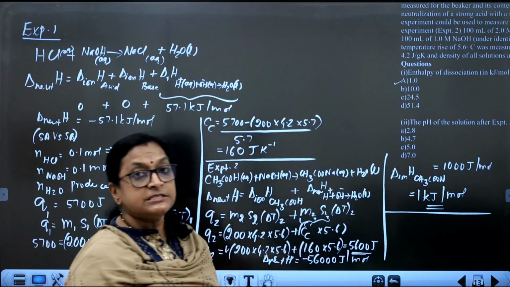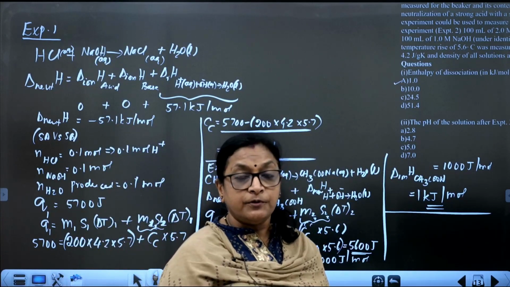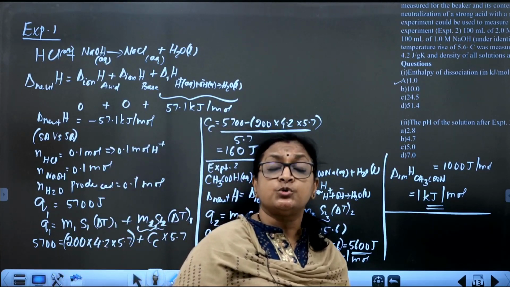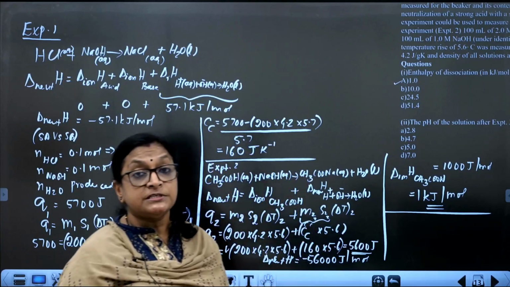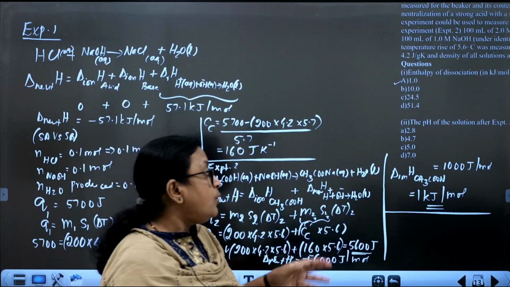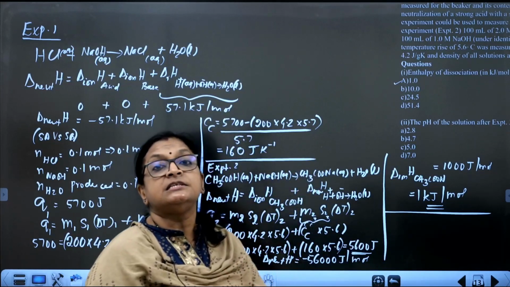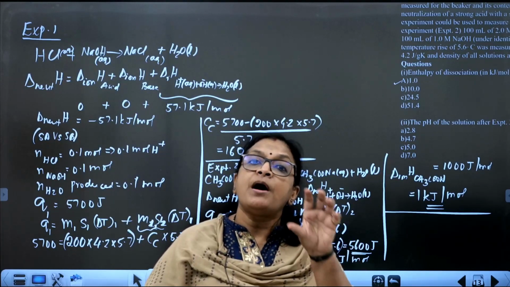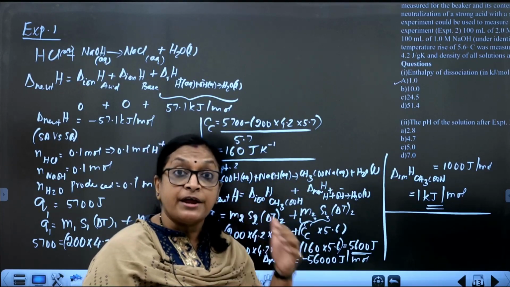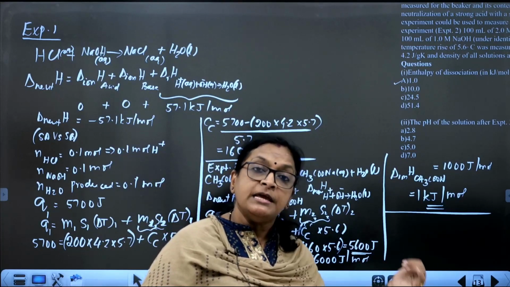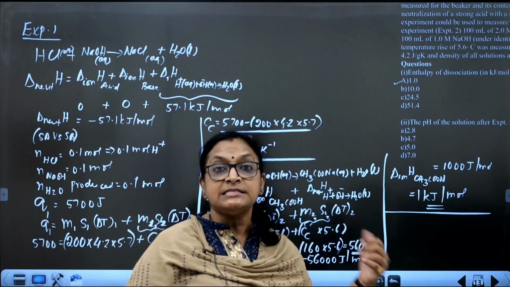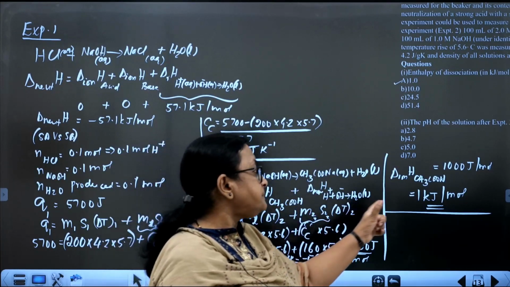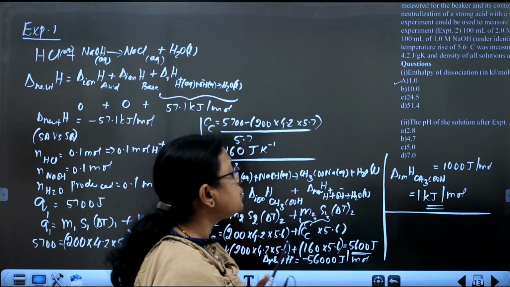So the whole concept is, for strong versus strong, the enthalpy of neutralization is a constant, which is minus 57 kilojoule per mole or minus 57,000 joule per mole. Whereas if a weak acid or a weak base is involved, a part of the heat evolved will be utilized for ionization of the weak electrolyte. Here acetic acid has utilized the difference, 1000 joule per mole, for its ionization. So your answer is 1 kilojoule per mole.